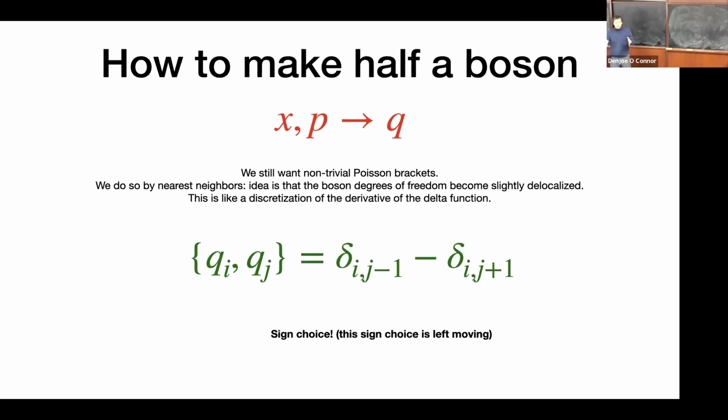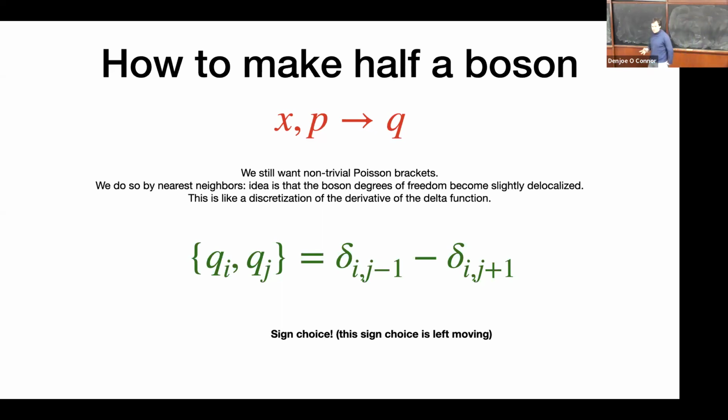So the only way to get something non-trivial is to shift the boson bracket to the neighbors. So the variable at lattice site i talks to the neighbors at lattice site i plus 1 and i minus 1. That's the simplest way to get a non-trivial boson bracket. So the idea is to take the boson brackets of the Q's and make a constant matrix, which is plus 1 to the right, minus 1 to the left, and that is an anti-symmetric matrix. So I have to choose a sign, the plus 1 to the right versus minus 1 to the left. That sign choice could have been minus 1 to the right and plus 1 to the left.